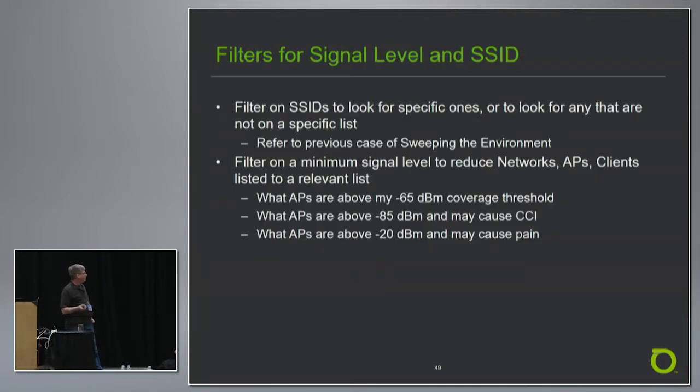You can filter on signal level. You can filter on SSID. So filtering on SSIDs, we talked earlier about sweeping an environment for unauthorized ones. You can also filter on minimum signal levels. By default, the AirCheck will show you all the APs that it picks up, down to the -90s. But maybe you just want to look at your APs that are above the -65 threshold. Maybe you just want to look for APs that could cause back off, or above -85 dBm.